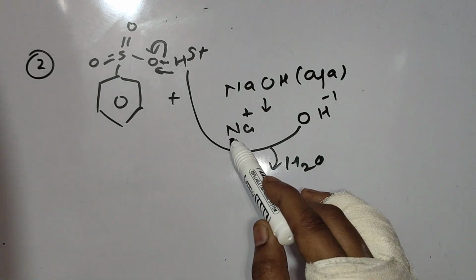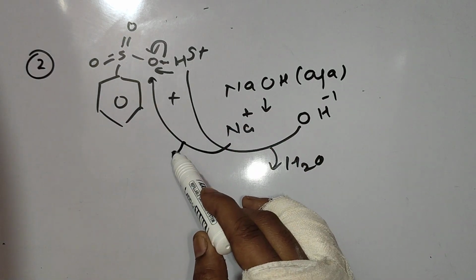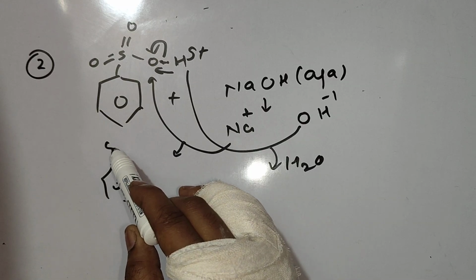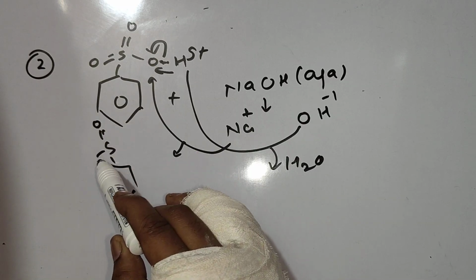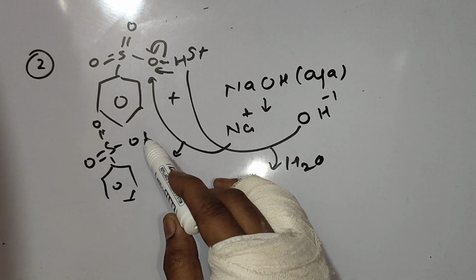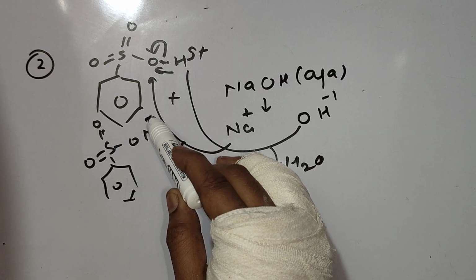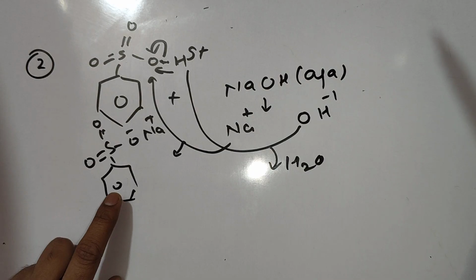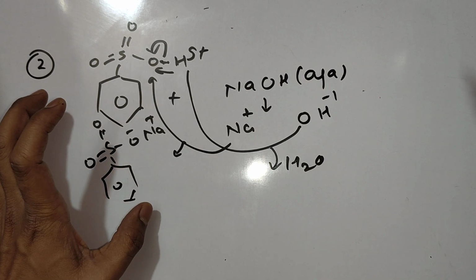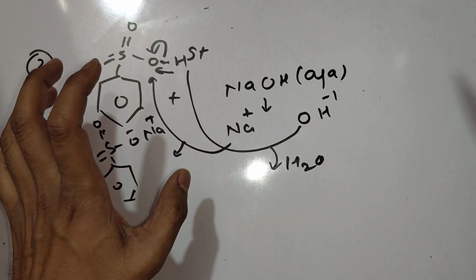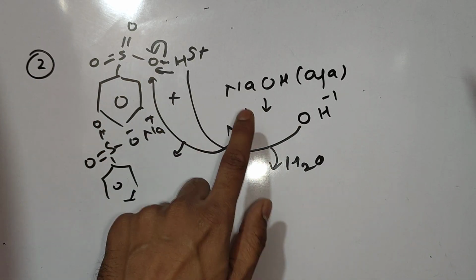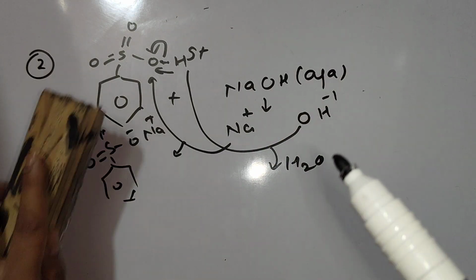So here sodium will attack on this oxygen, and we will get this one. Between sodium and oxygen, an ionic bond will be there. Now this is the second step of the reaction. Sodium benzene sulfonate is generated as a salt. Water molecules are released out, salt is generated, sodium benzene sulfonate. Simple acid-base reaction. Let's go for the third step now.